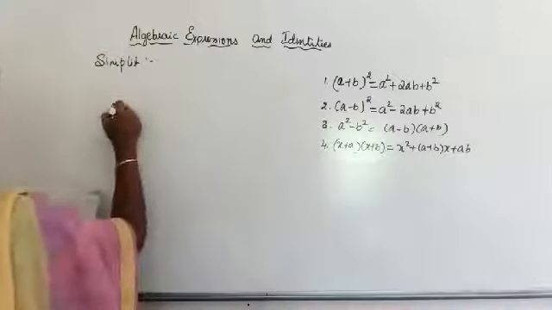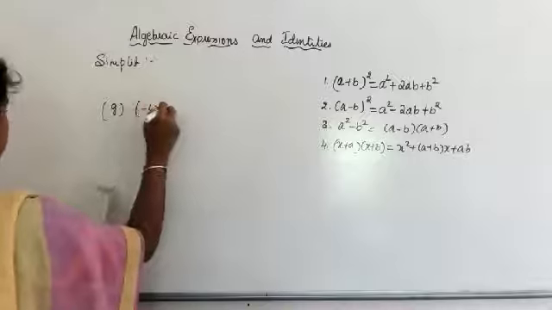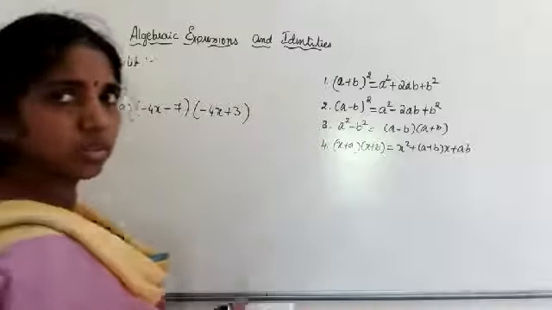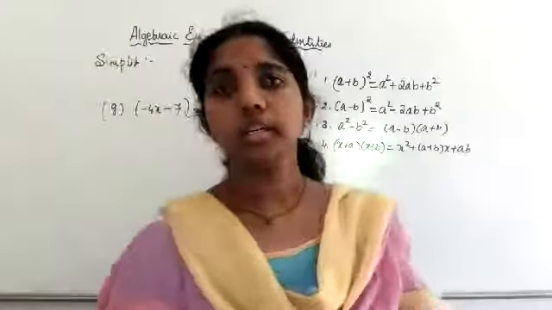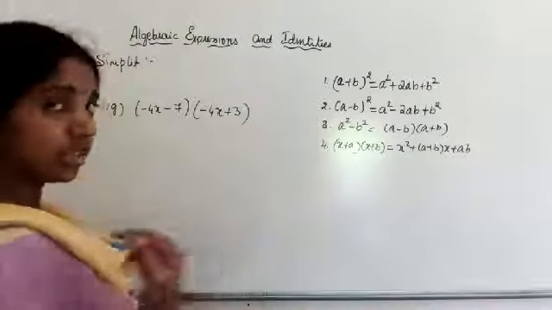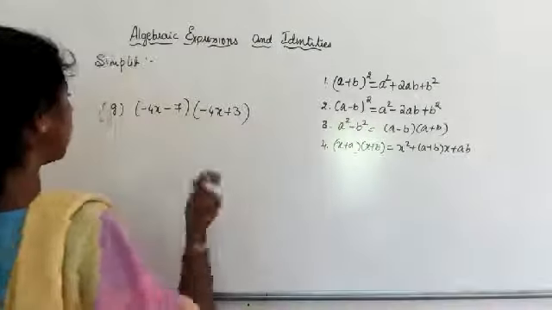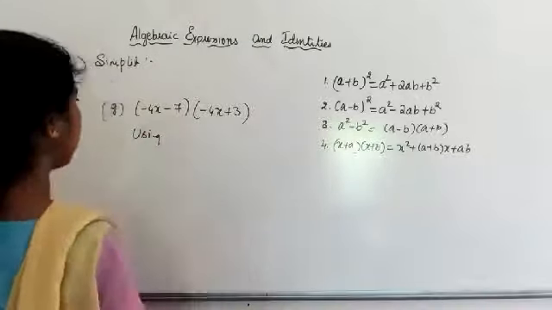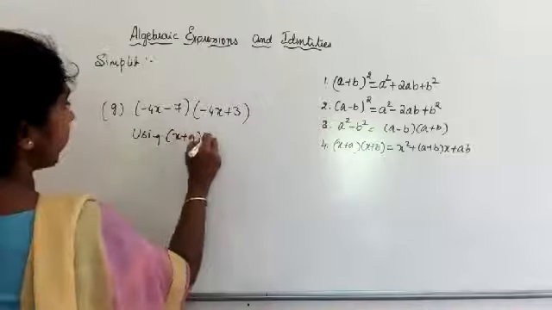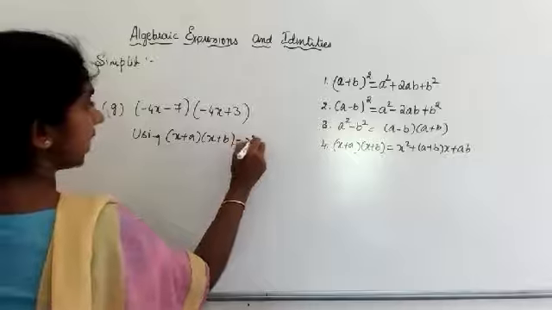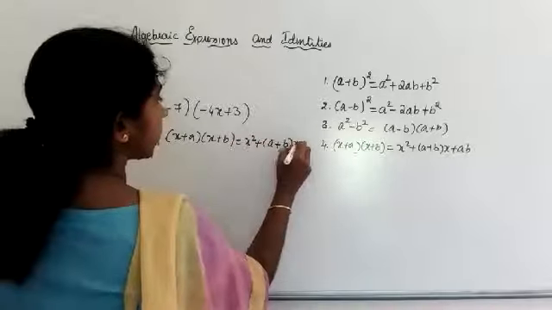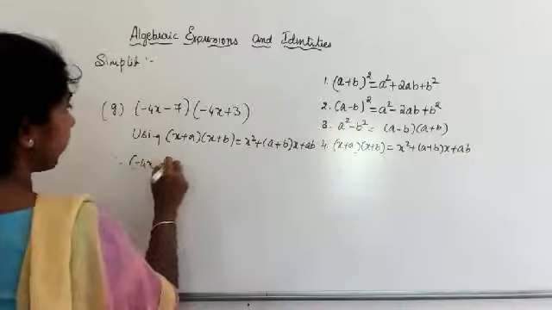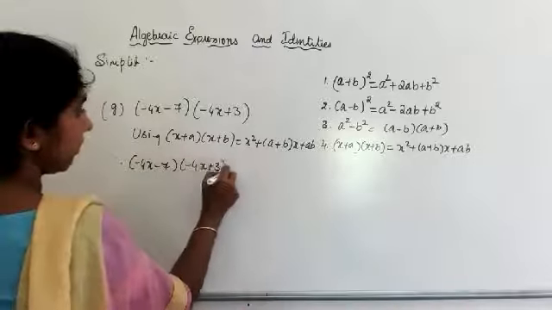Next, we will solve one more question G, that is minus 4x minus 7 into minus 4x plus 3. So these are algebraic expressions which we are simplifying using algebraic identities. So this will again use the x plus a into x plus b formula, that is x square plus a plus b into x plus a into b.